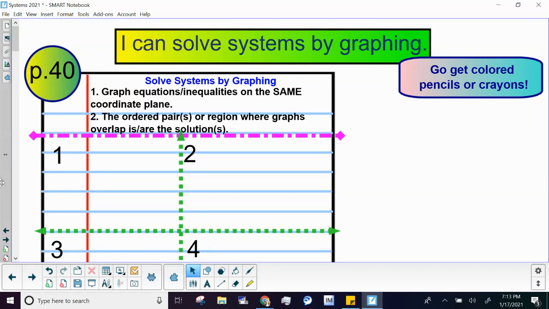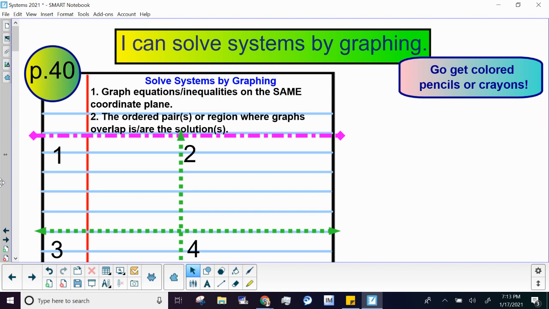Welcome to our solving systems by graphing examples. So our learning target is still, I can solve systems by graphing, and you will want some colored pencils or crayons today. You're probably going to want it every day of this unit. So if I were you, I would just make sure I have them somewhere close.